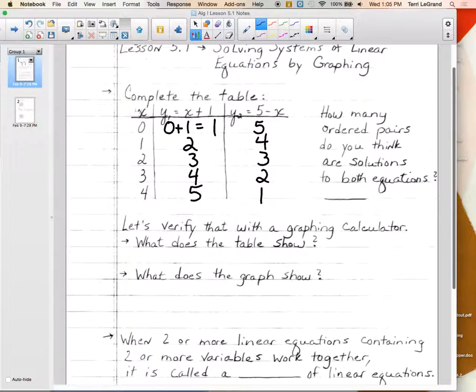What's the question I asked on the side? How many ordered pairs do you think are solutions to both equations? In other words, it would satisfy both equations, make both of them true. Are there any ordered pairs in that table that make both equations equal the same thing?